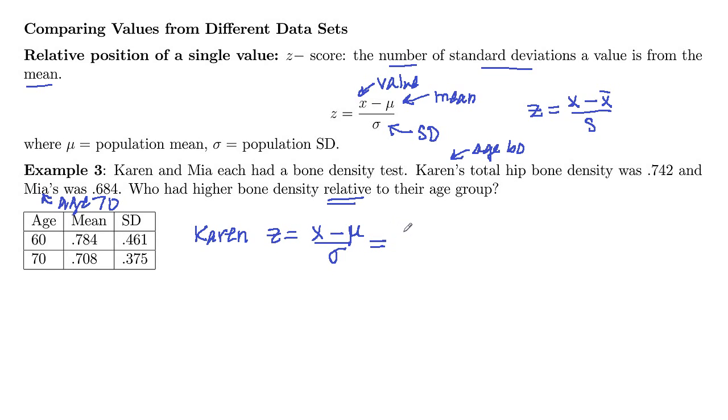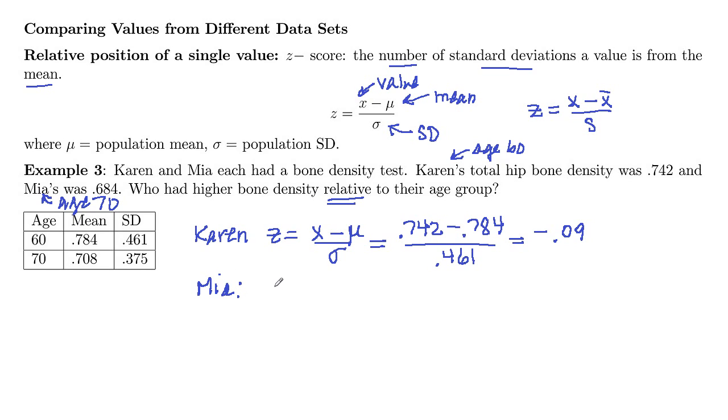So her bone density value was 0.742. The mean for her age group was 0.784. And then the standard deviation for women her age, 0.461. And to two decimal places, this turns out to be negative 0.09. And you almost always round z-scores to two decimal places.